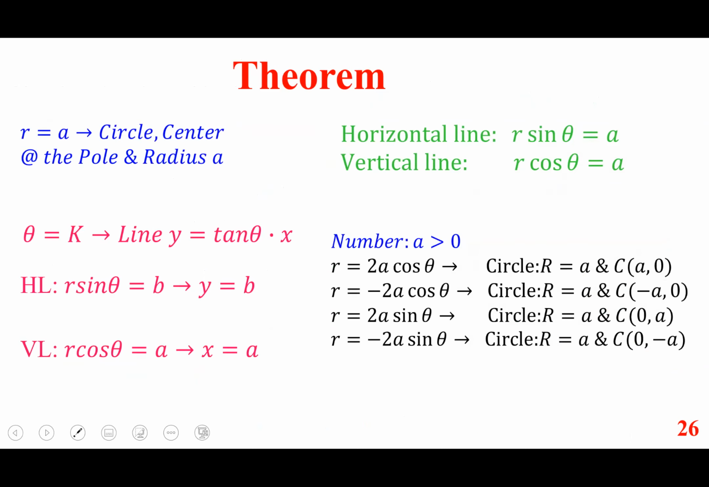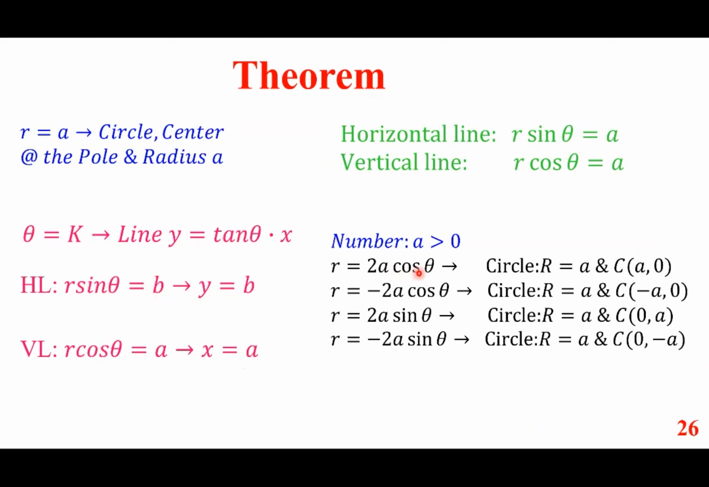So the synopsis of that is when r is a, we have a circle centered at the pole or the origin with the radius a. When we have r sine theta equals a, it's a horizontal line. r cosine theta equals a is a vertical line. If theta is a constant, then we have a line y equals tan of theta, or tan of k, whatever you want to call that, times x. r sine theta equals b, it's a horizontal line y equals b. r cosine theta equals a is a vertical line x equals a.